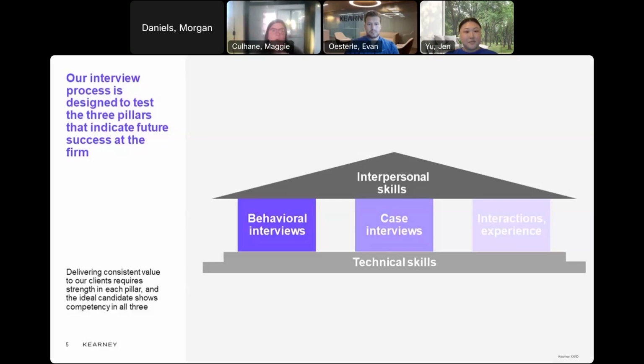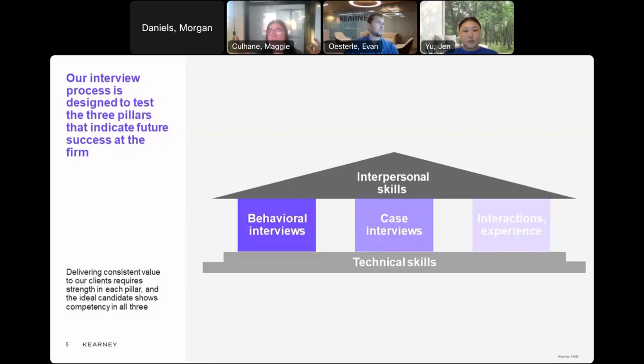Hi. So our interview process, we're really testing for two categories of skills. At the bottom, we're showing this little house. At the base is technical skills. This is your analytical ability. This is your structured thinking. It's a really important skill set if you're going to succeed as a consultant.